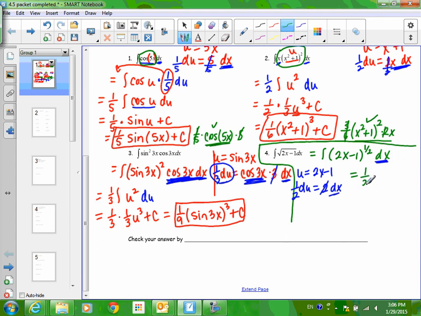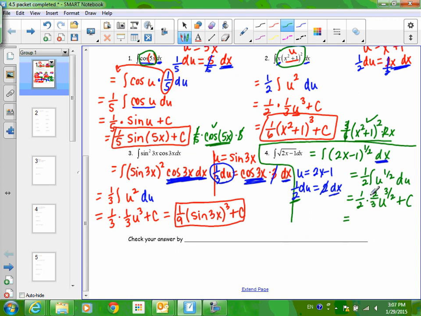We have our 1/2, right? So right there, in place of 2x minus 1, we write u to the 1/2, and in place of dx, we write du. So we rewrite the 1/2. What's the antiderivative of u to the 1/2? So we need to add 1 to the power first. That's 3/2, and the antiderivative is u to the 3/2 times 2/3. And then plus c.